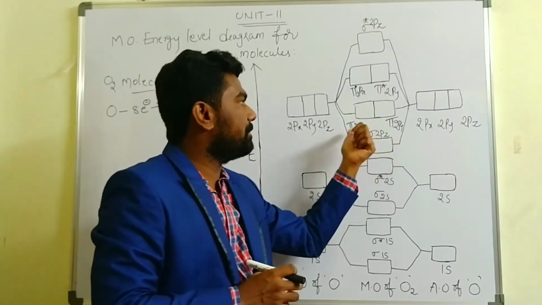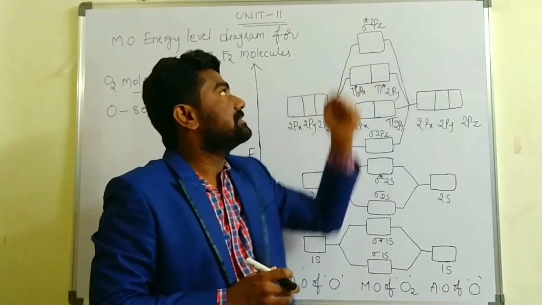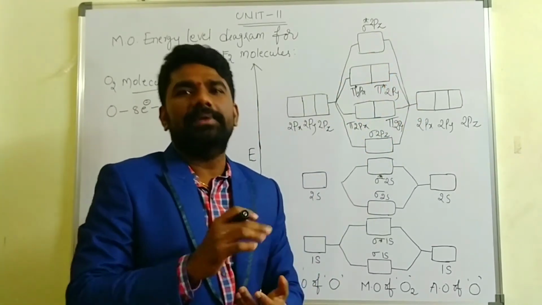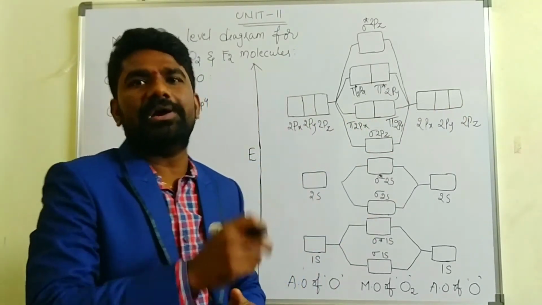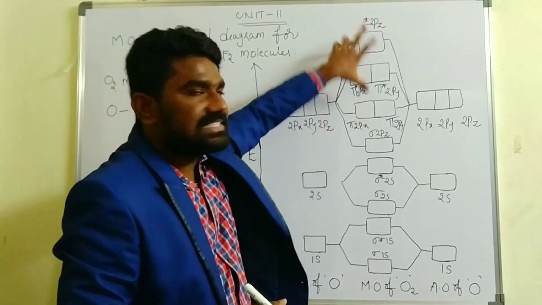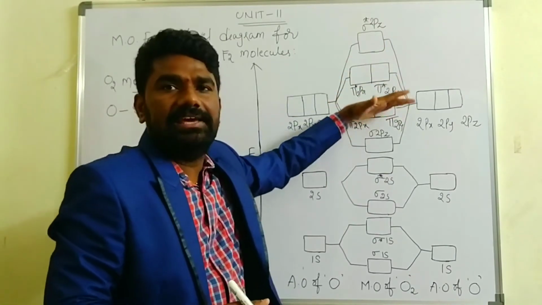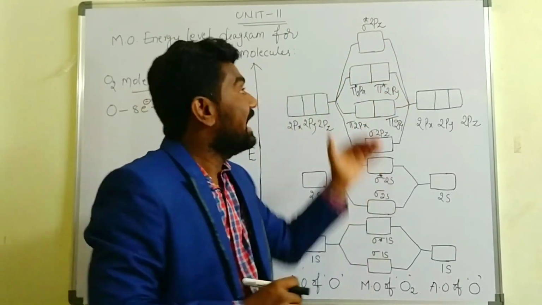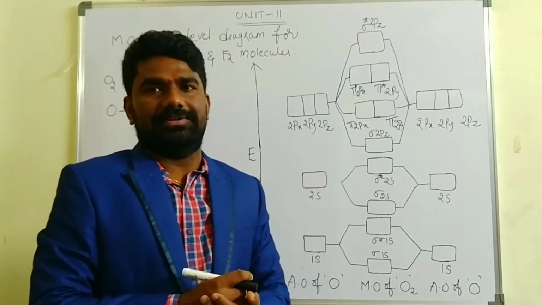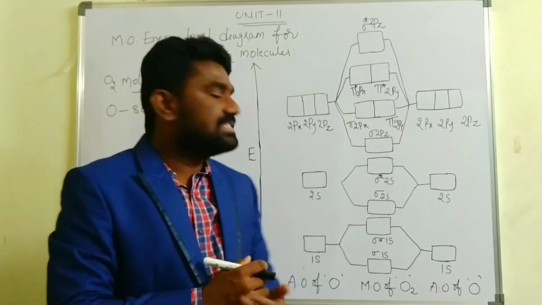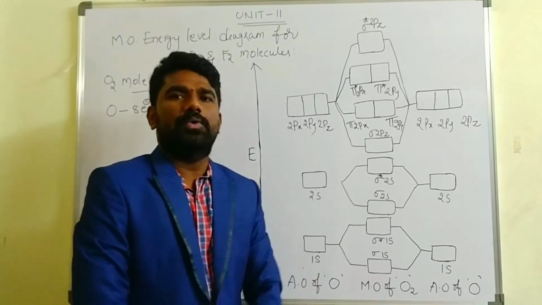That means sigma 2pz, pi 2px, pi 2py, pi star 2px, pi star 2py, sigma star 2pz, in the same number. That means 6 atomic orbitals are involved in the formation of the molecular orbitals and form 6 molecular orbitals. Of the 6, 3 are bonding molecular orbitals and 3 are anti-bonding molecular orbitals, isn't it? Yeah, this is the molecular orbital energy level diagram for the O2 molecule.